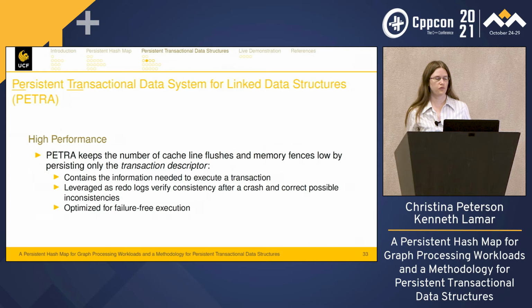So to achieve high performance, Petra keeps the number of cache line flushes and fences low by persisting only the transaction descriptor. The transaction descriptor has all the information needed to execute the operations of that transaction. And so for this reason, if we just persist the transaction descriptor, we can leverage it as a redo log if there's a crash. And we can use that log to verify consistency and correct any possible inconsistencies. But this is optimized for the failure-free execution. So if there's a recovery, our recovery is quite expensive, but we get better performance in the common case of no crash.